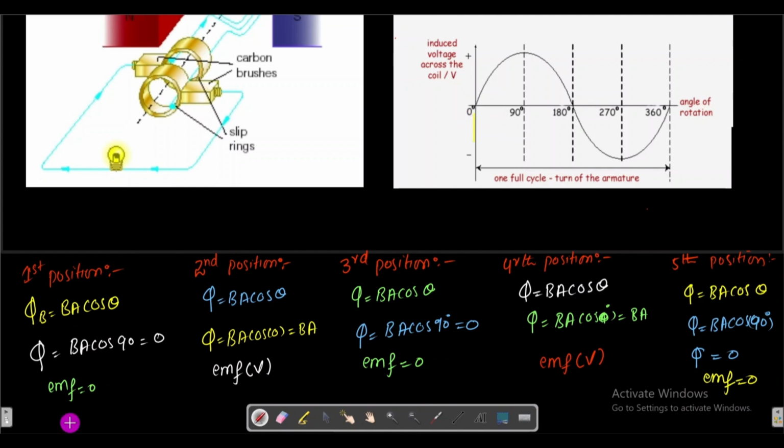And in this second position the EMF is maximum. So here the induced EMF is maximum. And in the third position, the EMF again becomes 0. And in the fourth position, the EMF becomes maximum, but on the negative side. And in the last position, the EMF again becomes 0. So it will form a shape like this. So it forms a sinusoidal wave.